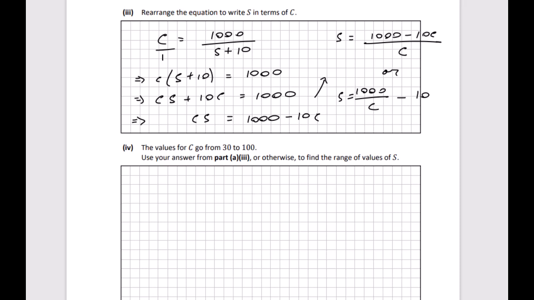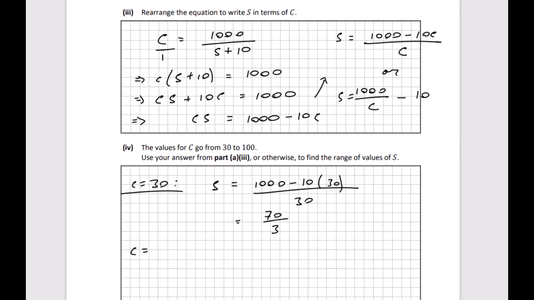The value of C goes from 30 to 100. Use your answer from part A3 or otherwise to find the range of values of S. So if we take C equal to 30, that'll give us an S value equal to 1000 minus 10 times 30 over 30. And when you work that out, you get 70 over 3.